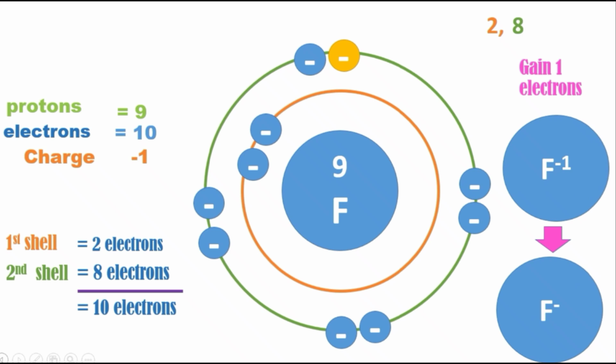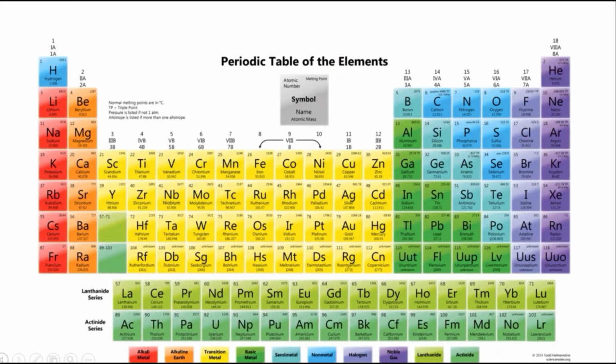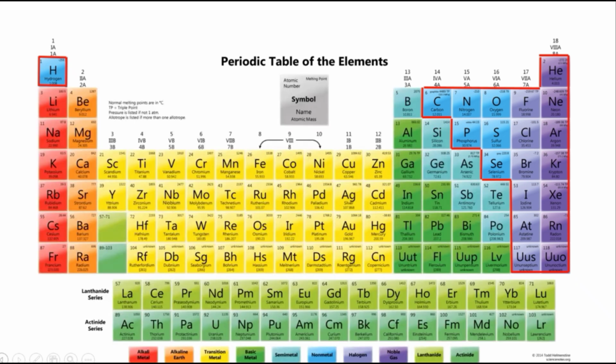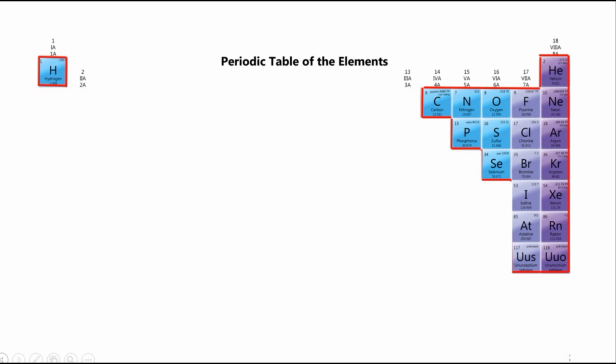So instead of writing -1, you may write negative sign only. The negative sign represents the value of 1. Generally, the nonmetals are the ones that tend to gain electrons in their outermost shell. They are the ones that become negatively charged ions.